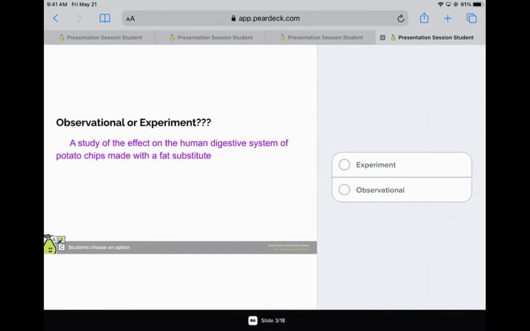Cool. All right, so this one is an experiment, because you actually have someone recording the one who ate the potato chips and seeing what happened. So in this case, you conduct an experiment to get the result. That's different, right? You're not just observing, you do something to interfere with the result.